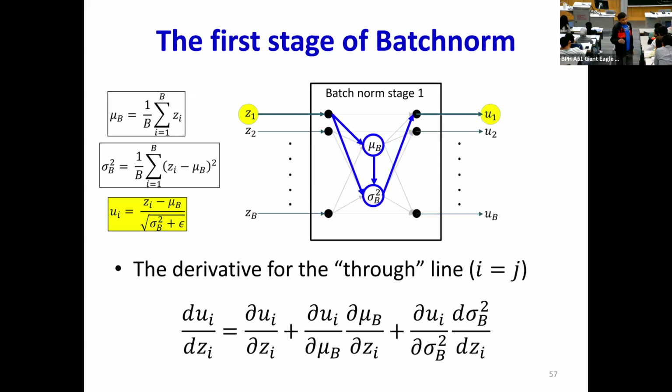No. So if you want to compute the derivative of ui with respect to zi, these are all the terms you want to compute. This is the nice thing about drawing these pictures. Once you draw the picture, everything becomes very obvious, right? And so can we compute these individual terms? Can somebody help me compute this first term? What is dui over dzi?